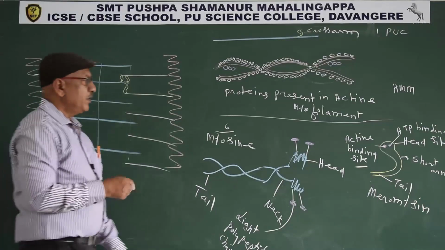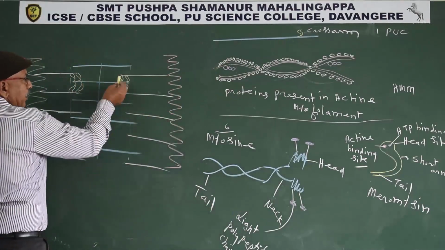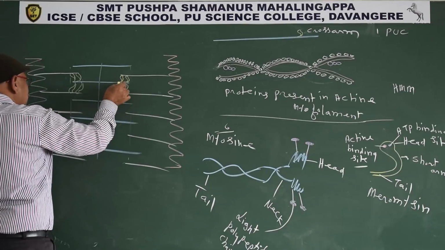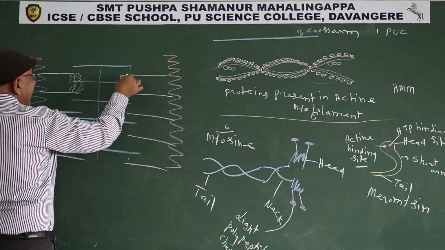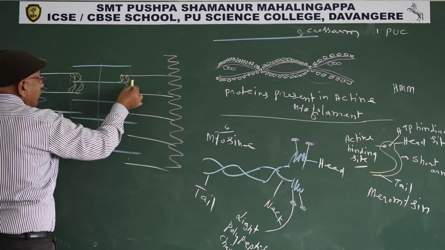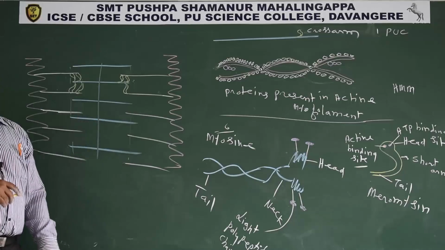So each myosin contains 200 to 300 monomers. The tail remains in the myosin, the short arm and head are exposed, and the exposed parts are known as the cross arm. The cross arm attaches to active sites. As a result, a cross bridge is formed.